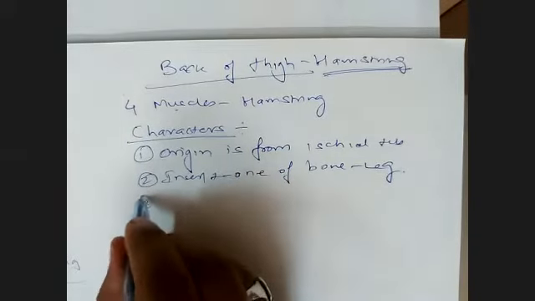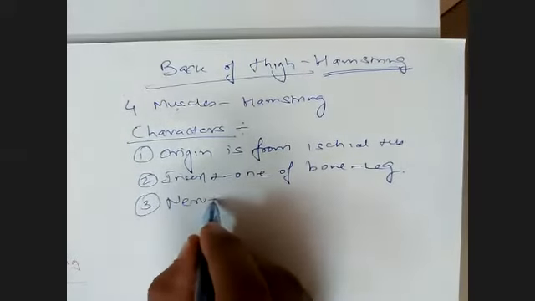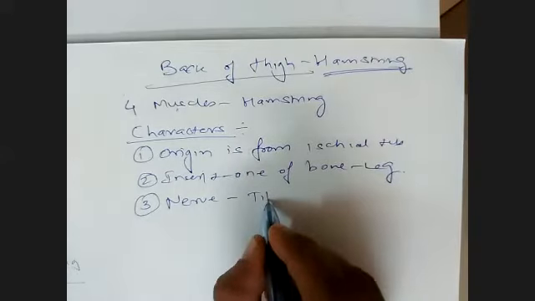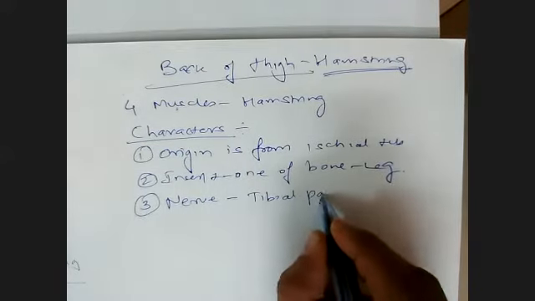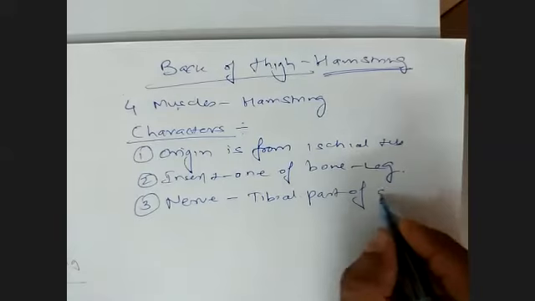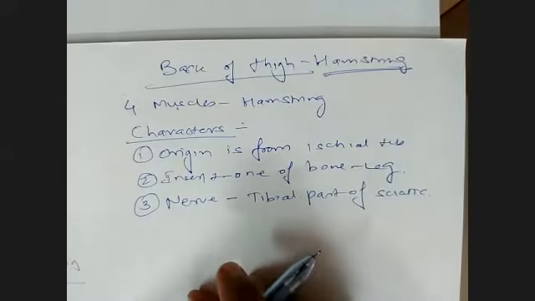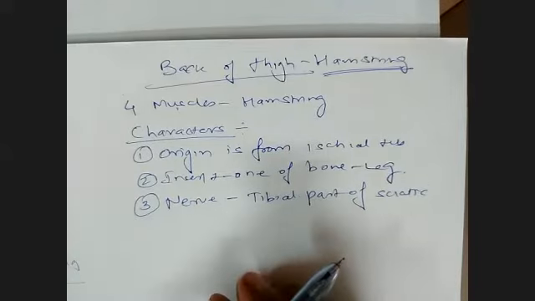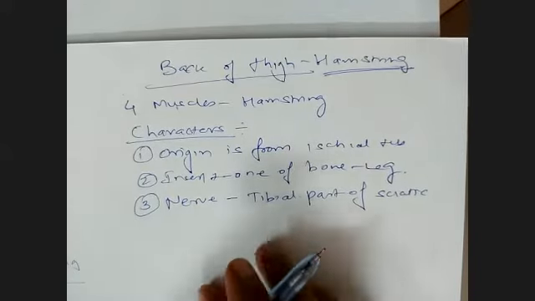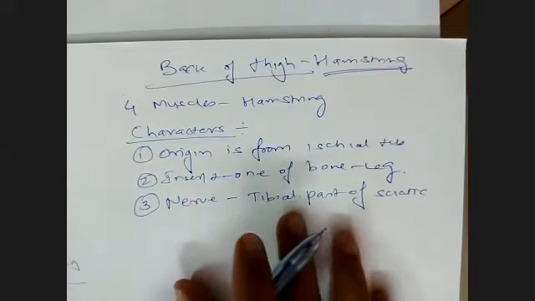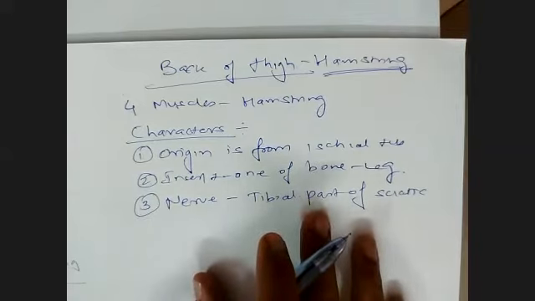The nerve supply is by the tibial part of the sciatic nerve. So therefore, the short head of the biceps femoris muscle doesn't receive its supply from the tibial part; it receives from the common peroneal part, because it is not a hamstring.